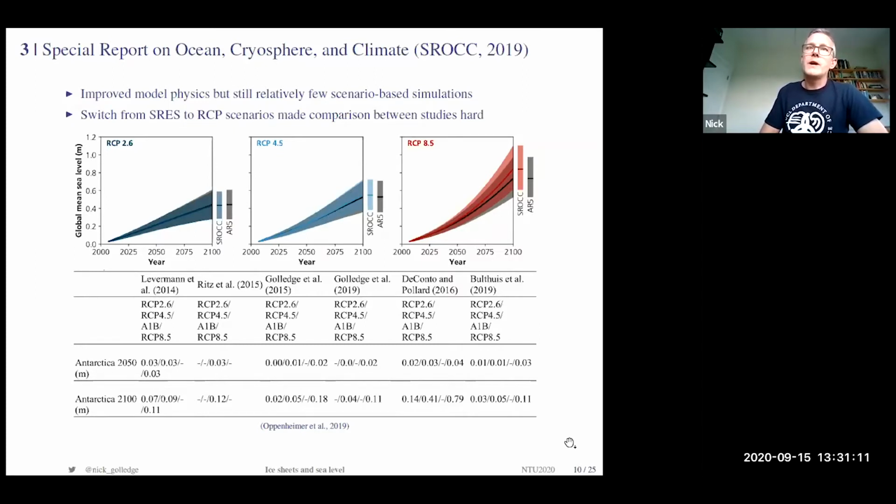But even by 2019, the number of scenario-based simulations that were using these more advanced models was relatively small. And so the projections changed a little bit, but not a great deal. Next slide, please.